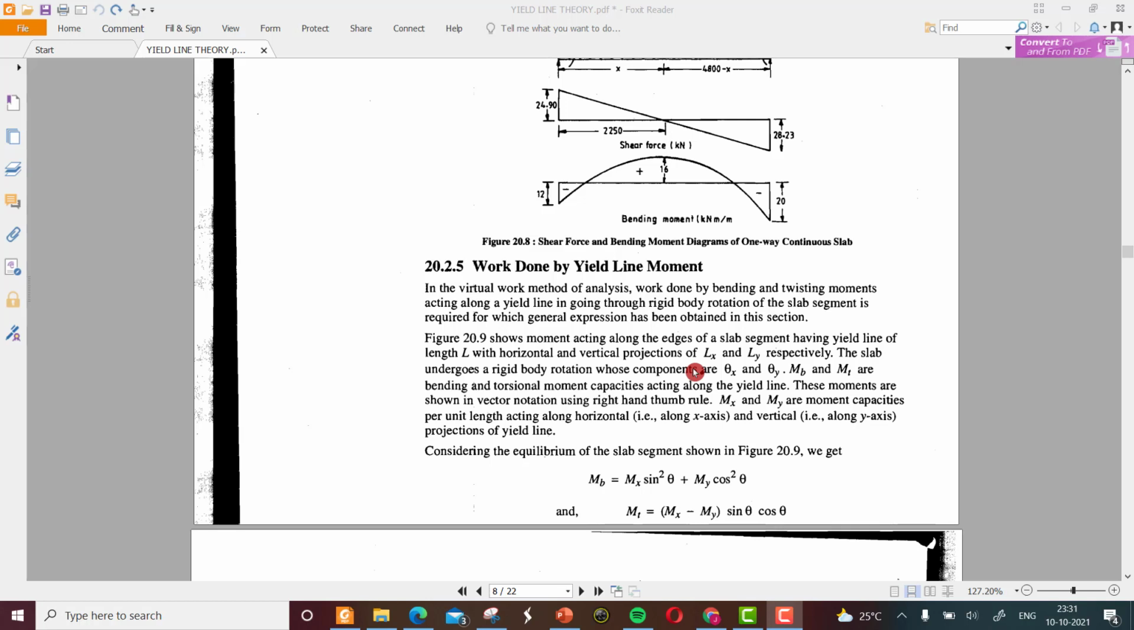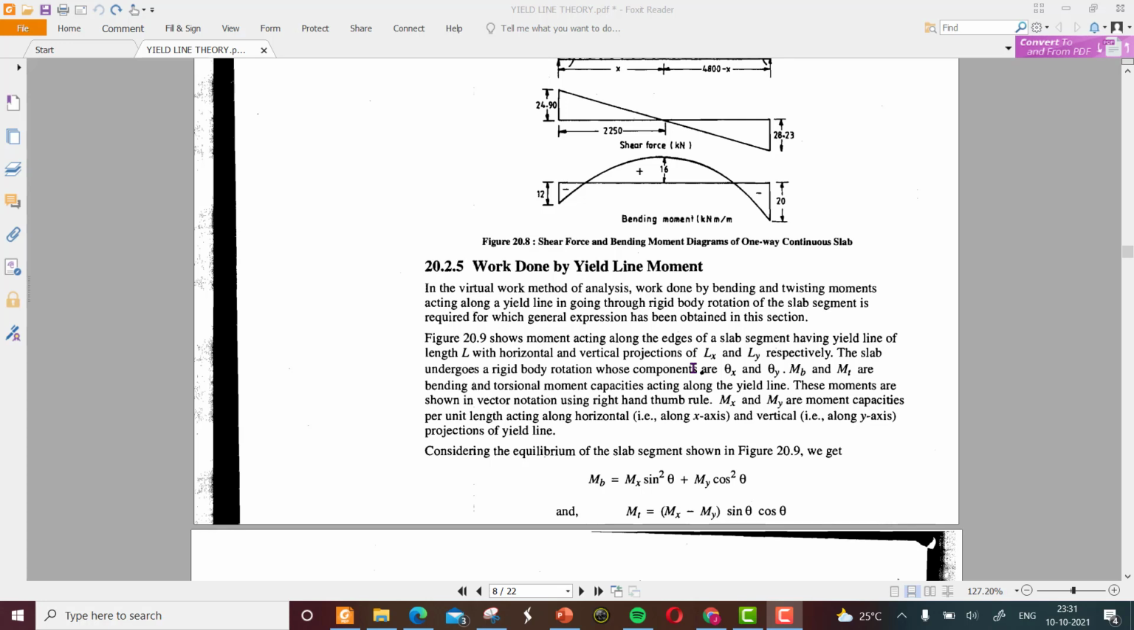Welcome back. Today we will discuss some advanced problems of yield line theory. In the last class, we discussed the yield line theory application for the one-way continuous slab. For that, it was quite simple as the yield line was a straight line, and we used the virtual load method as well as the equilibrium method for solving the collapse load.